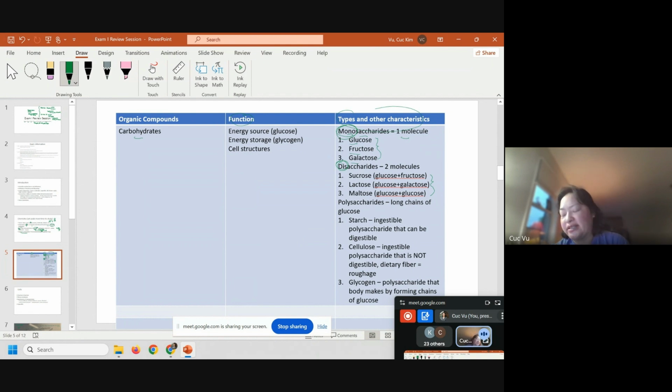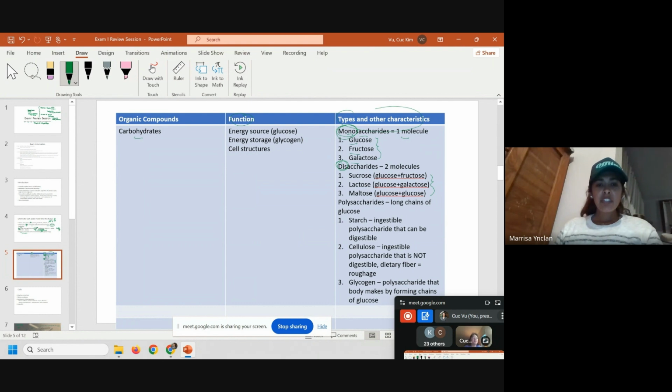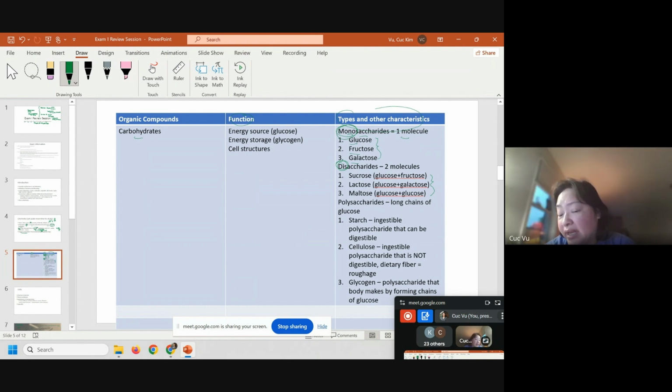Or I can ask you, which of the following carbohydrates can you eat but not digest? Cellulose, that's right. That's why it acts as dietary fiber. It helps to clean out your colon, because we don't have the enzyme to break down cellulose. We can eat it, but we can't digest it. Starch is the only form that we eat and are able to digest.